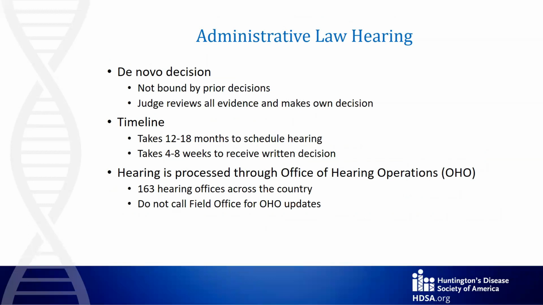The one downside of an administrative law hearing is it usually takes 12 to 18 months to schedule a hearing. If you are represented with an attorney, your hearing will get scheduled faster because if you have an attorney, you will show up to your hearing. And then generally it takes 4 to 8 weeks to receive the written decision. You are not going to receive the decision the day you go to the hearing.